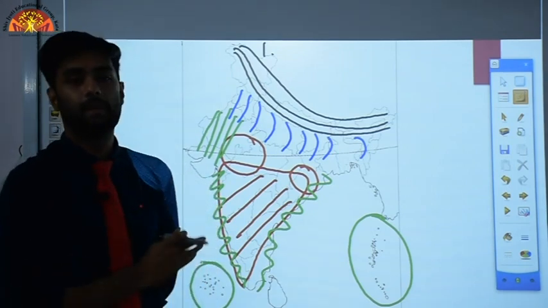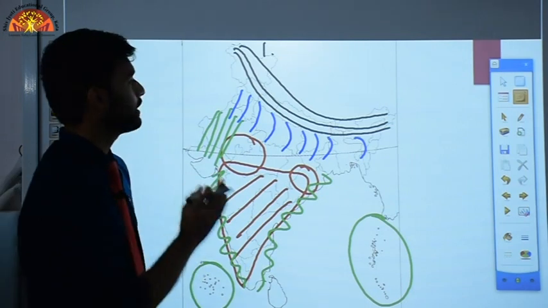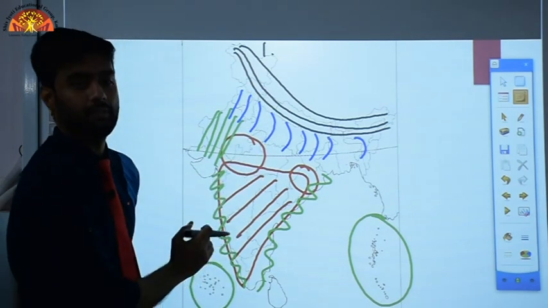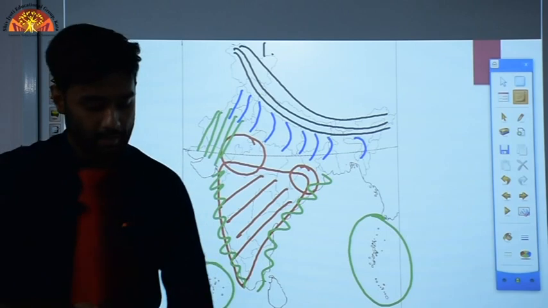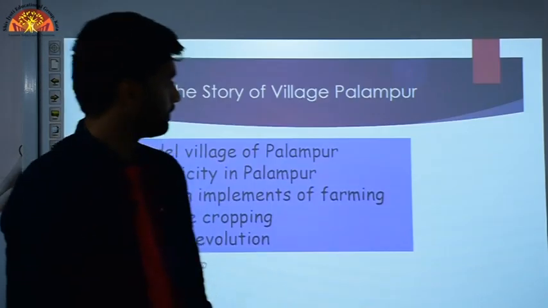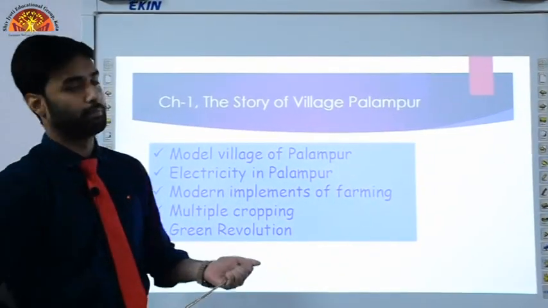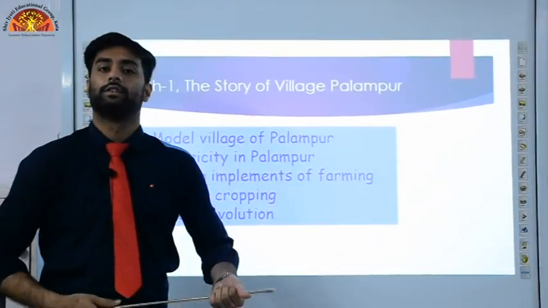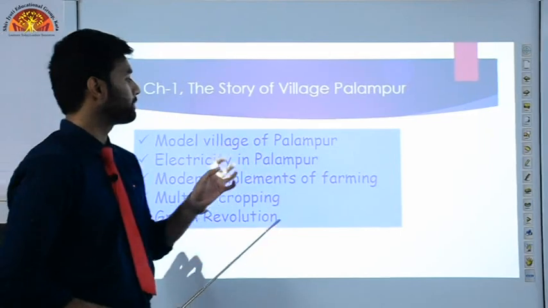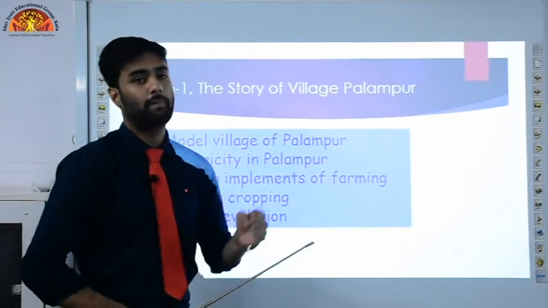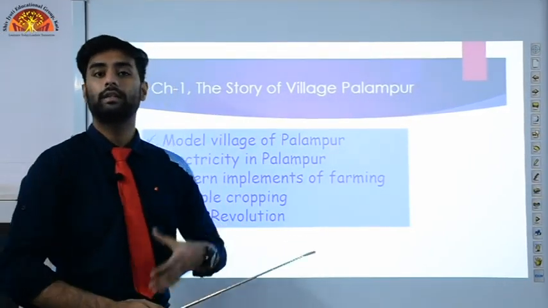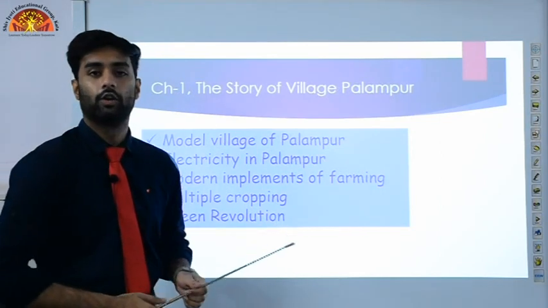You can also see this map in your book and notice where each particular physical feature is marked. Now, let's move on to our next chapter, that is economics chapter number 1, the story of village Palampur. Children, if you remember, the story of village Palampur was about a model village in which we learned how the daily life of a village goes.